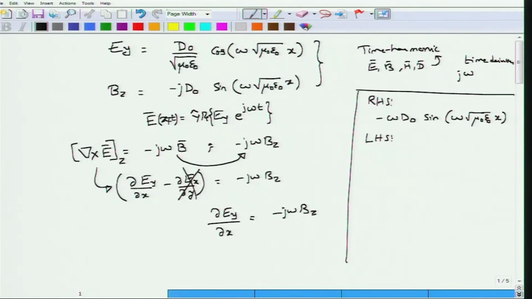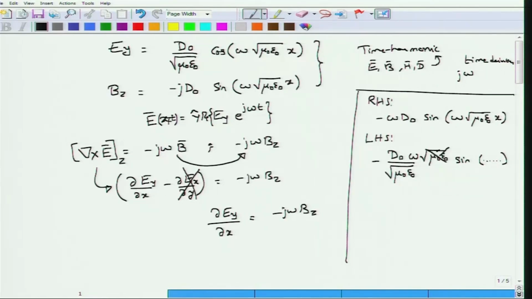So what is the left hand side? To get the left hand side I need to differentiate this Ey with respect to x. Because this is cos of something into x, when you differentiate with respect to x it becomes sine of something into x, and then that something will come out of the argument, right. So the left hand side is basically d0 divided by square root of mu 0 epsilon 0, times omega square root of mu 0 epsilon 0, which has come out. Cos has become minus sine, so there is a minus sign here, minus sine of omega square root of mu 0 epsilon 0 into x.